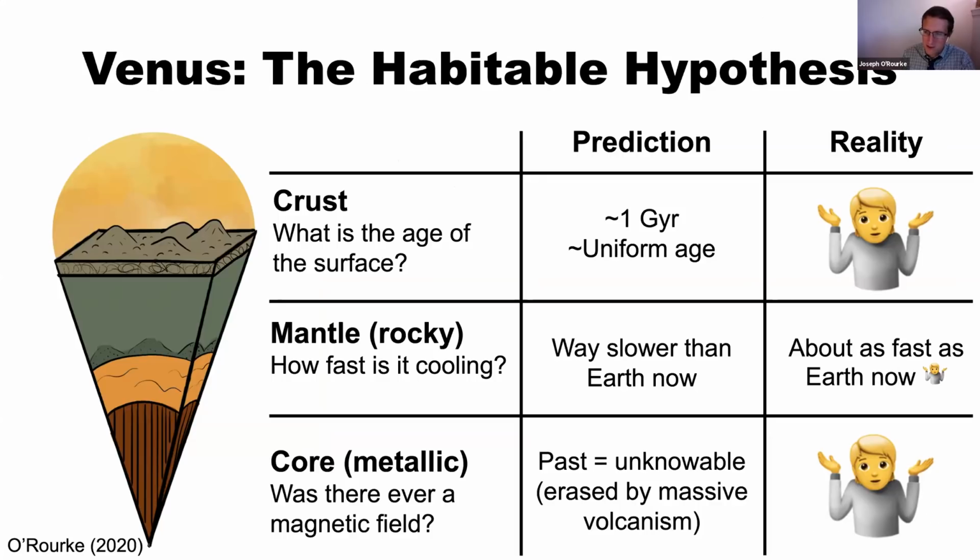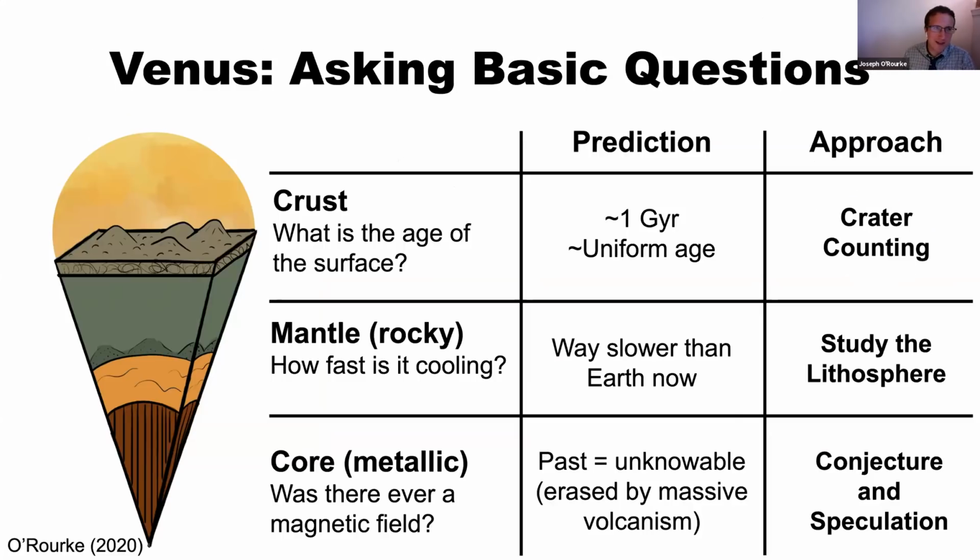Okay, so now let's turn to the final question, which takes us down into the core, which is, was there ever a magnetic field in Venus? And right now we just have a shrug emoji. And I'm going to address this question with conjecture and speculation, but it's conjecture and speculation backed up by very sophisticated numerical simulations and theory. And I'll of course talk about the actual data we should gather to figure things out.